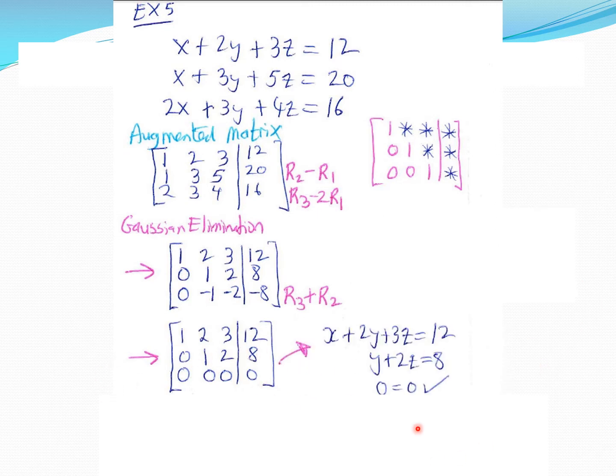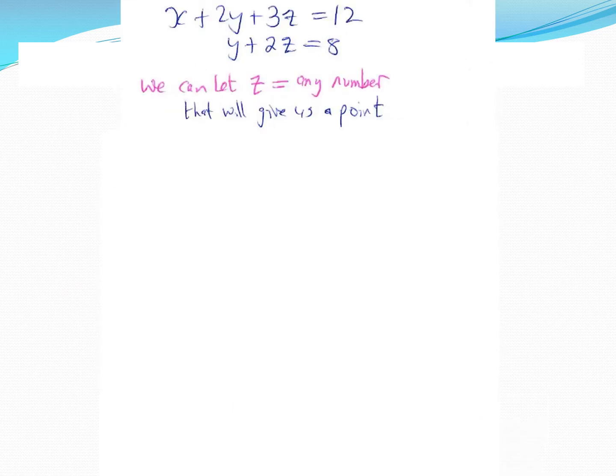Extract out the equations. x plus 2y plus 3z equals 12. Second equation, y plus 2z equals 8. And the last one is 0 equals 0. And that means we've got a pencil of planes. So 0 equals 0, so we can discard that. That's a true statement, but it's not giving us any new information.